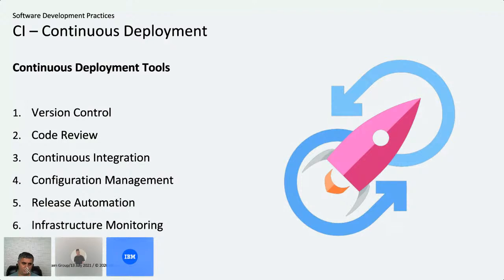Next is continuous integration, which I've just spoken about. To add to that, it helps us minimize inconsistencies when we have multiple developers working on the same project. Then number 4, we have configuration management. This ensures that all of our software and hardware maintain a consistent state.